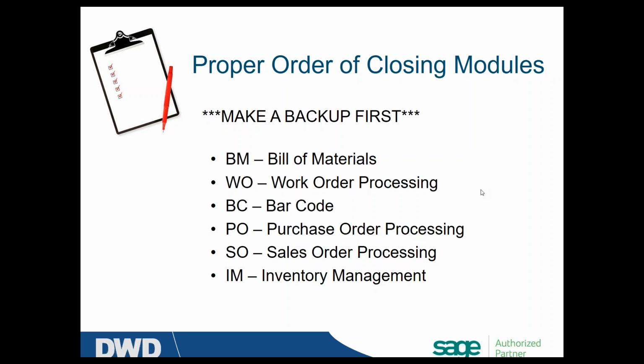If you've got the manufacturing modules, such as work order and bill of materials, you want to, first of all, make a copy of your company. That's usually a safety net, and I have enough paranoia in my life that I want to make sure that I'm not going to lose something if something disastrous happens during the process.